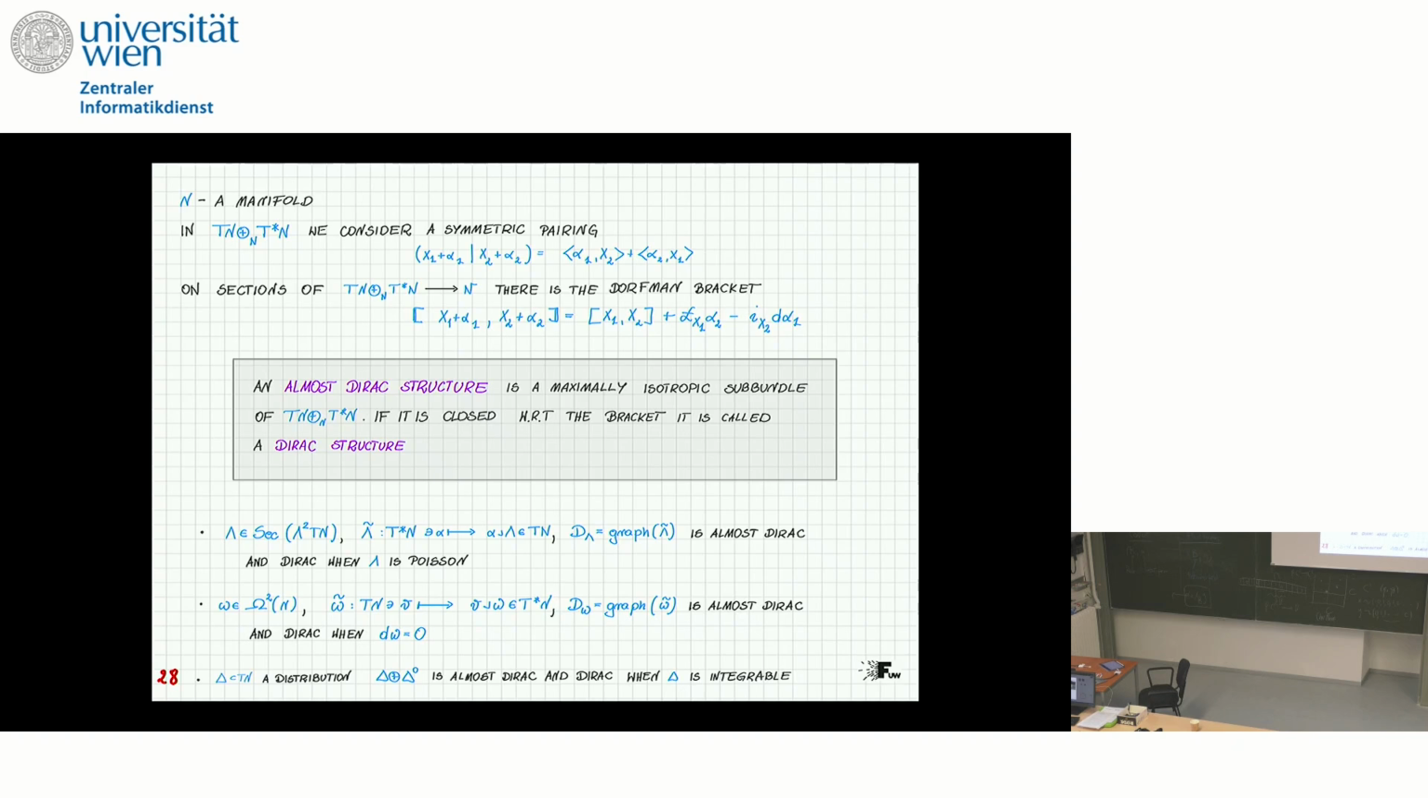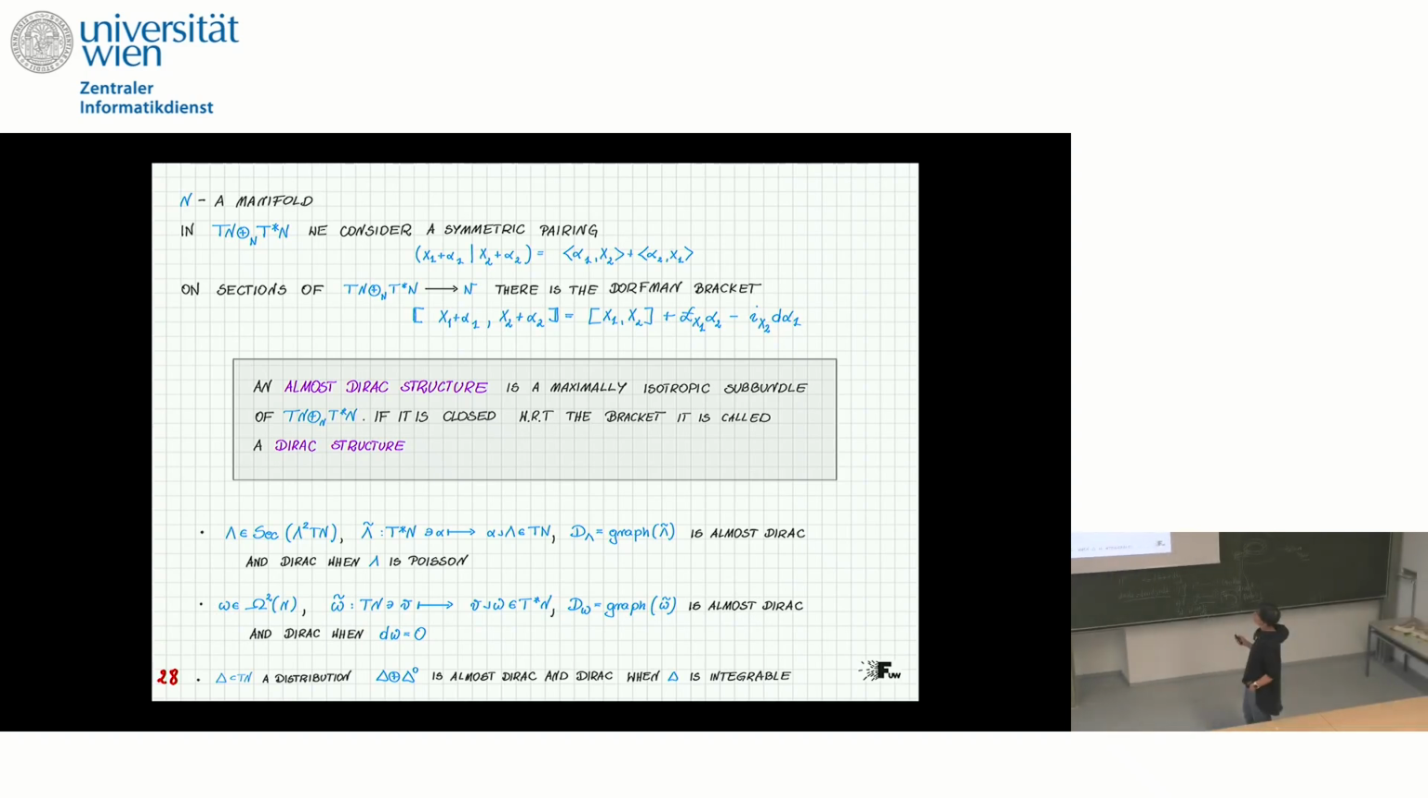In this bundle, we can consider a symmetric pairing of vector fields and forms. You just mix them. So first form is evaluated on the second vector field and second form on the first vector field. This is a symmetric pairing. On sections of such a bundle, there is the bracket called the Dorfman bracket.